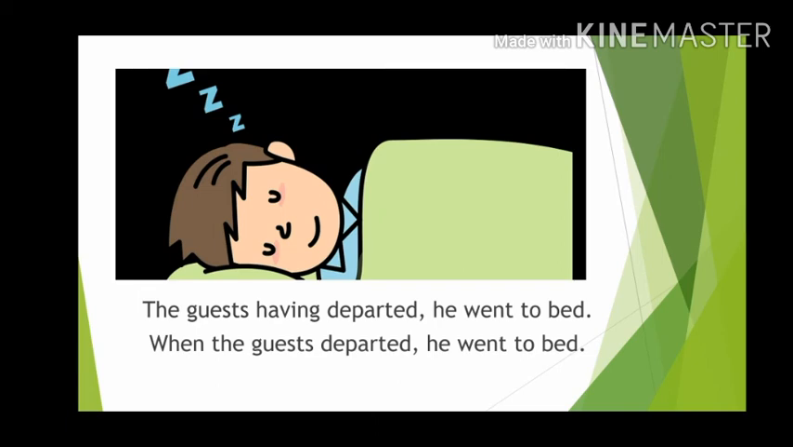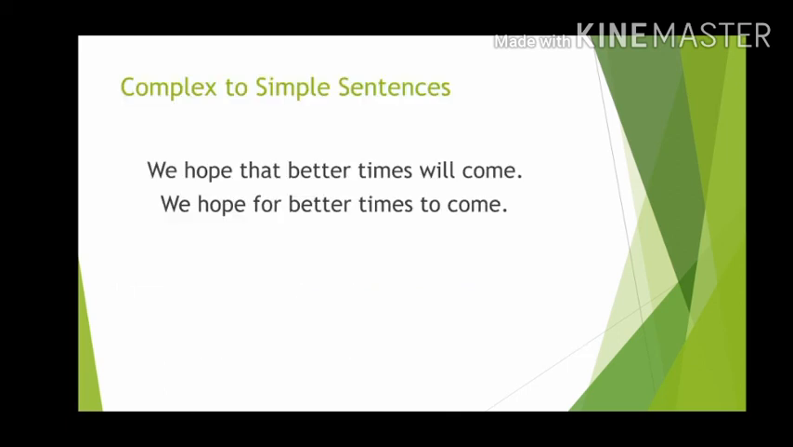We can convert the complex sentences into simple sentences if we reverse these rules. I'll give you some examples. First one. We hope that better times will come. Complex sentence is given. We have to change into simple. We hope for better times to come.